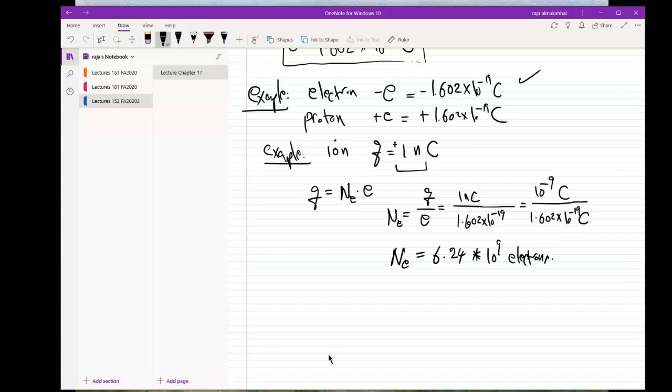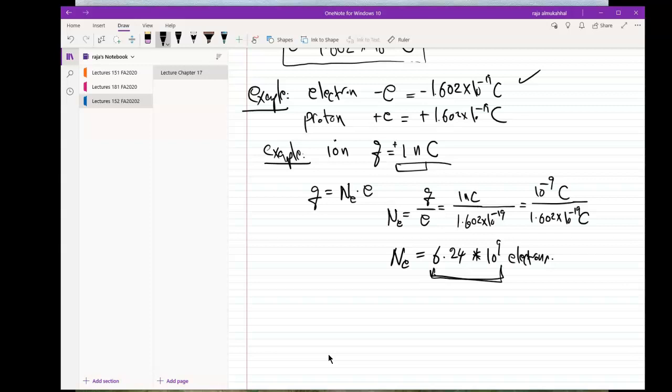So in other words, these are electrons, which is 6.24 billion electrons. If I take this many electrons and put them all together, and if I would measure the total charge of those electrons, it's going to be basically 1 nanocoulomb. You got it? Okay.